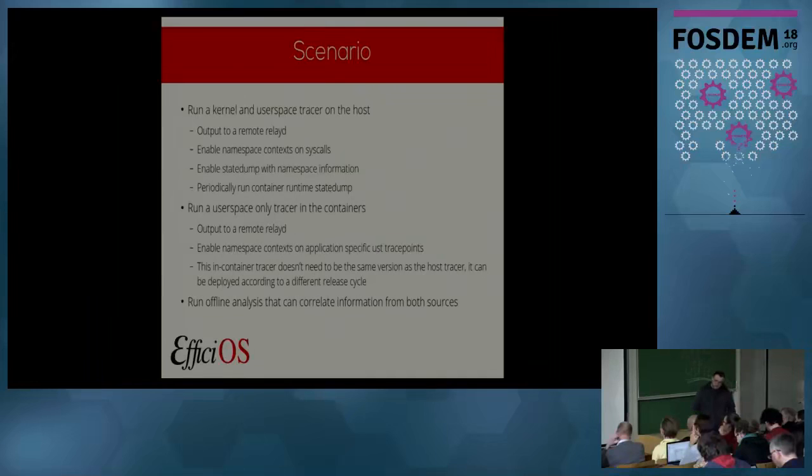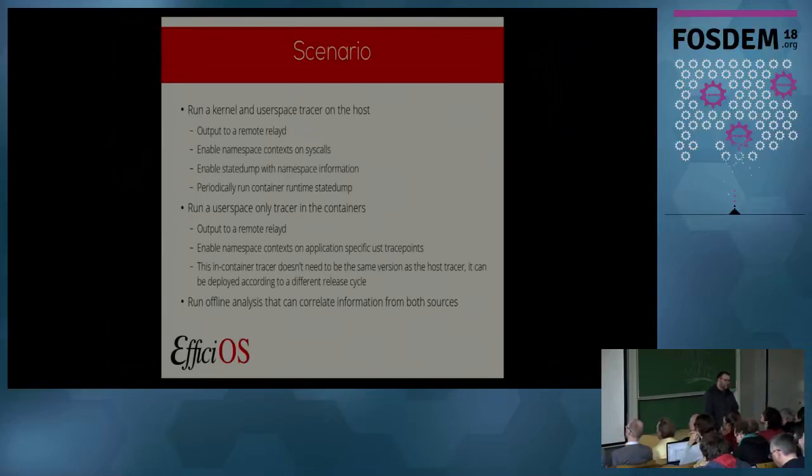And so with those tools, a complete scenario would be to run a kernel and user space tracer on the host, so you can get kernel traces and get the state dump or the name resolution from the container runtimes. And then for the containers where you're running applications that you could instrument with the kernel, the user space tracer, you could also run one LTTng instance in each of those containers.